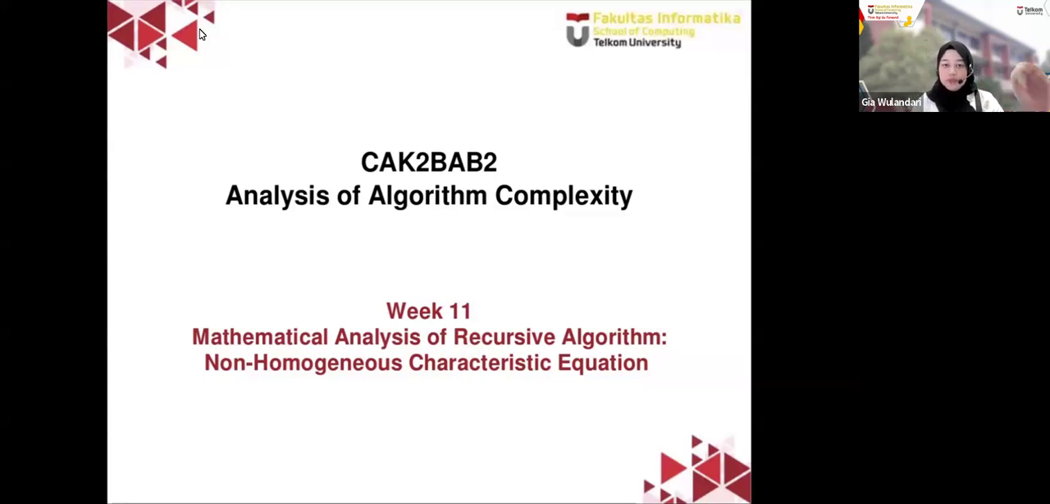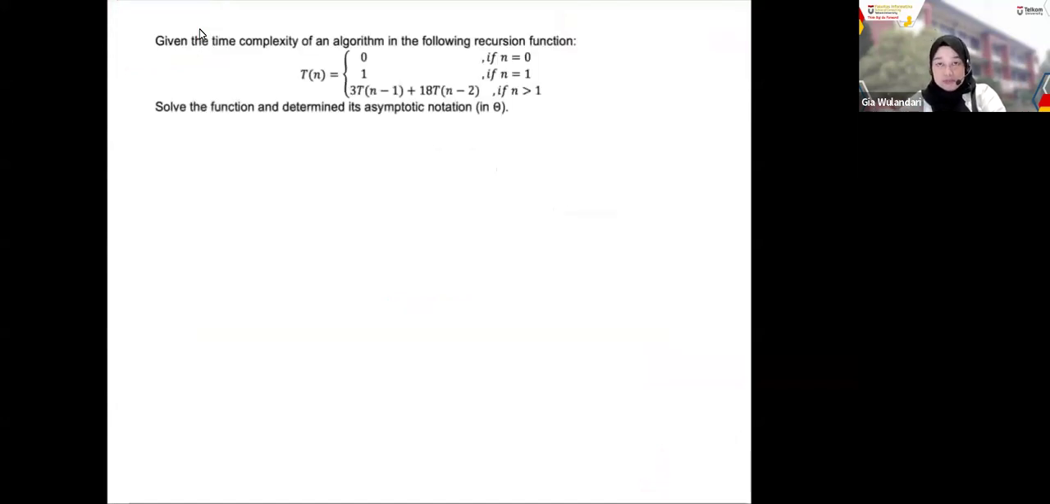So today we will learn another technique in solving recursion equations. It is still about mathematical analysis of recursive algorithms. But before we start, as usual, we will discuss the previous assignment first. Last week you learned about solving recurrence relations by using the characteristic equation for homogeneous linear equations, right?